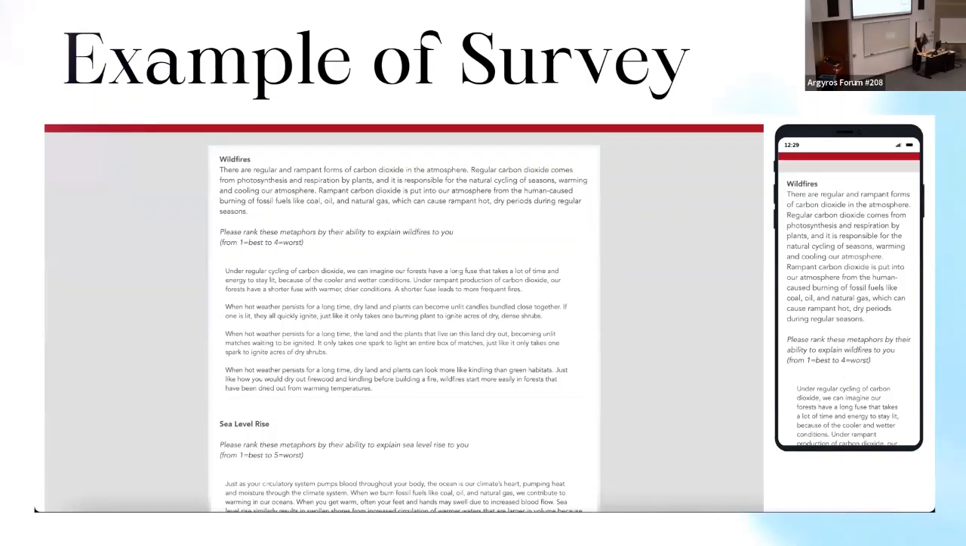Okay, so here's an example of what a participant taking our survey gets to see. This is the wildfires metaphors that they're asked to rank, from best to worst according to their ability to explain to you. And the top rated metaphor from these four was number one, which reads, when hot weather persists for a long time, the land and the plants that live on this land dry out, becoming like unlit matches waiting to be ignited. It only takes one spark to light an entire box of matches, just like it only takes one spark to ignite acres of shrubs.